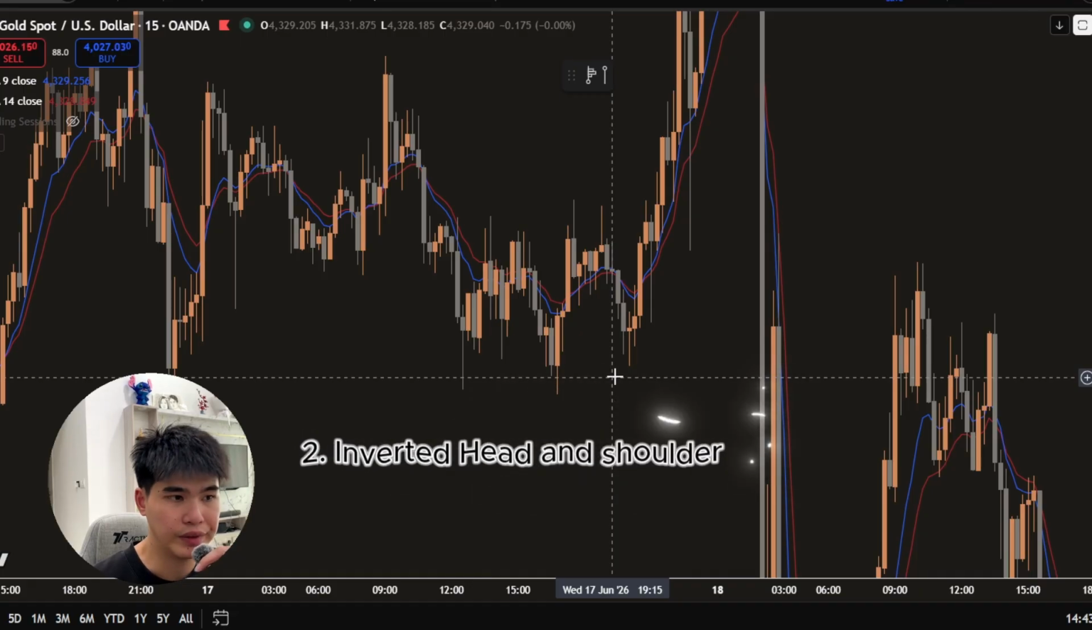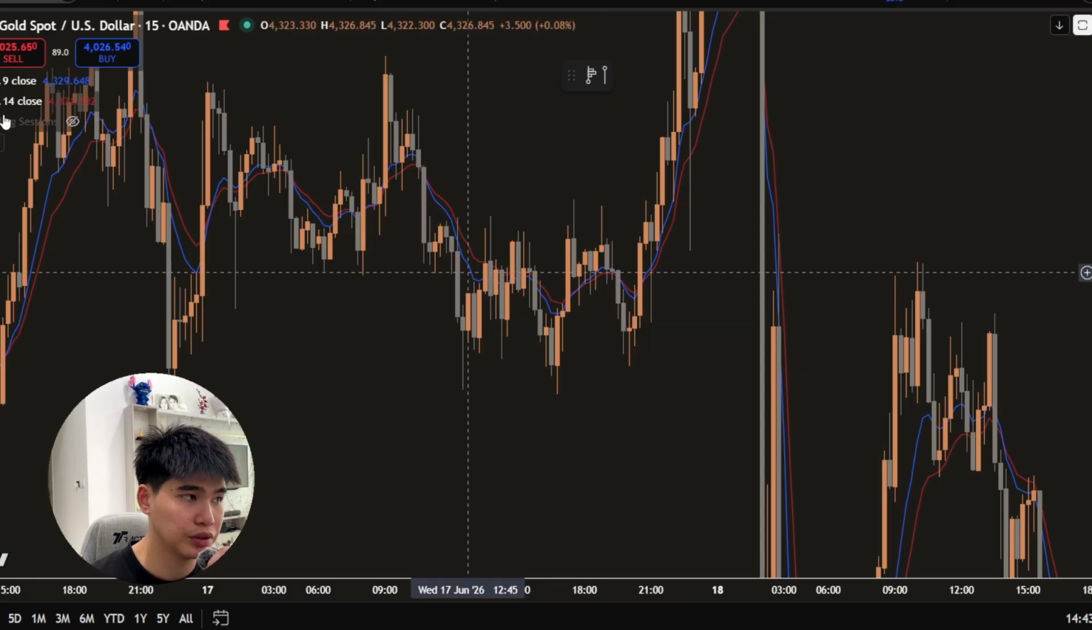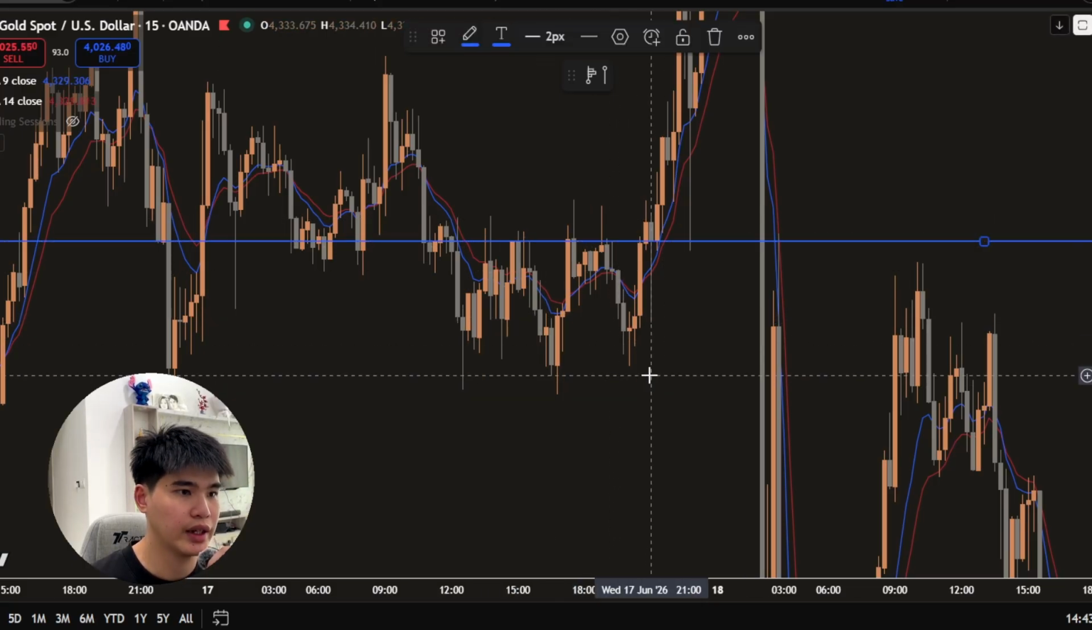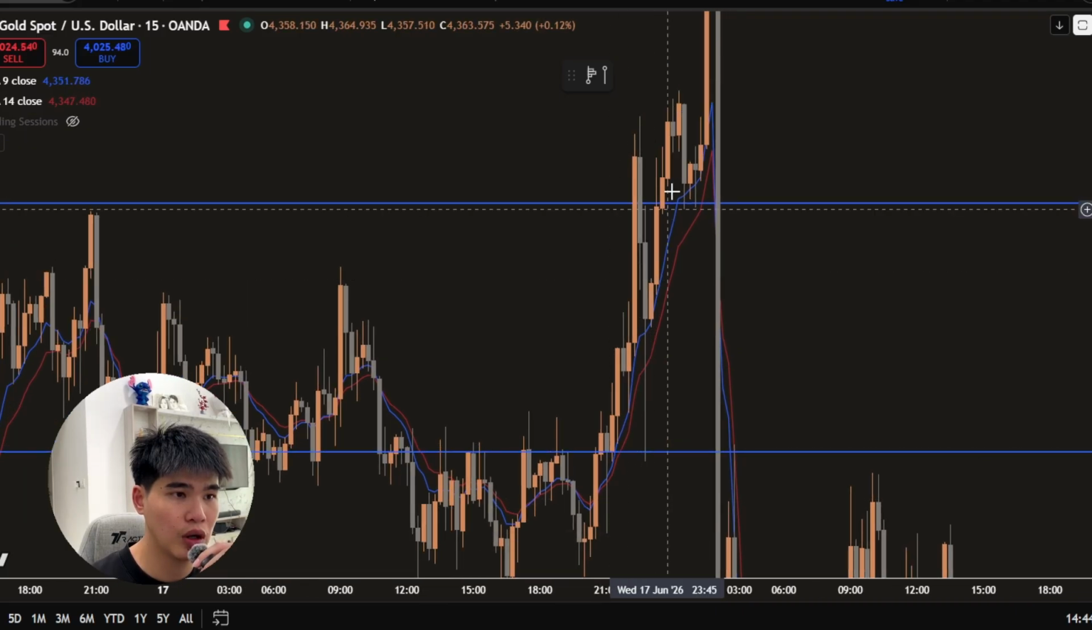Basically it just goes all the way down. And now we have our inverted head and shoulders. So the head is here, the left shoulder, the right shoulder, and the neckline is here. Once the price has broken the neckline, it just goes all the way up.